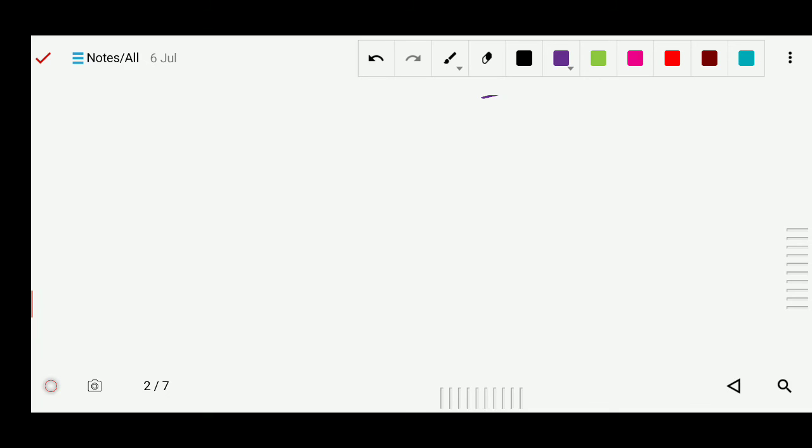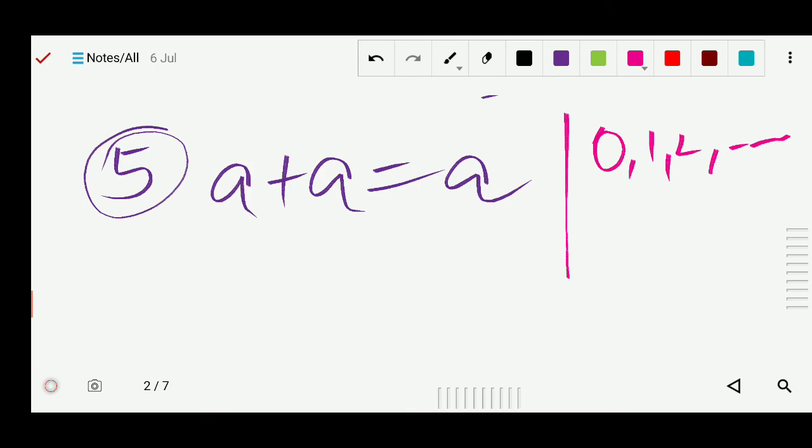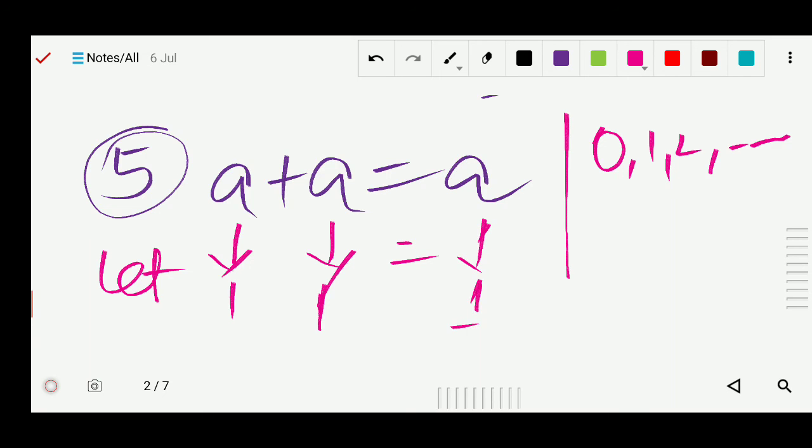Okay, last, question number 5 we will solve. Number 5: a plus a equals a. Find a whole number a such that a plus a equals a. So what is a whole number? Whole numbers start from 0, 1, 2, 3, and likewise go on. If I put a equals 1, then 1 plus 1 should be again 1. But the answer is 2 equals 1. Is it correct?